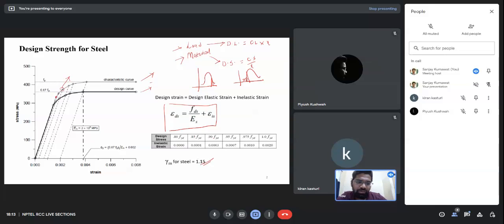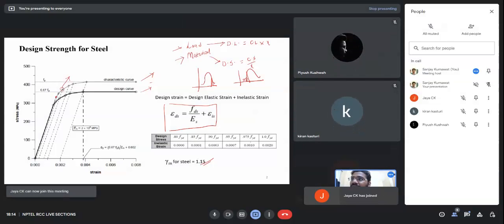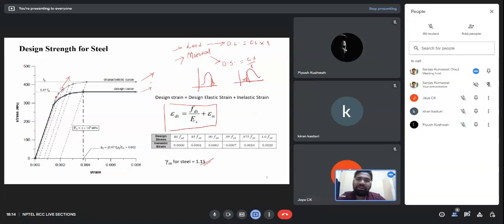The inelastic strain goes on increasing. So this is the only inelastic strain value given to me. Apart from this inelastic strain, the elastic strain is not given here, but you can calculate it very easily. We will be seeing this all in further slides.